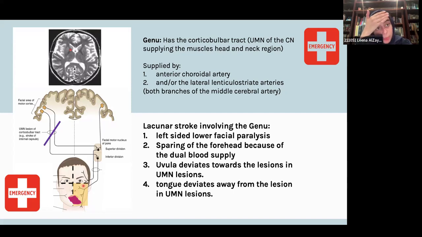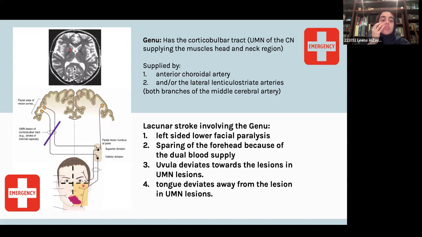My forehead is supplied by both the right and left, so it won't have paralysis. Even if the right is broken, the left will supply it. The lower is supplied by only one nerve. So if I lose my left, my right will be drooping. So I won't have muscles here.